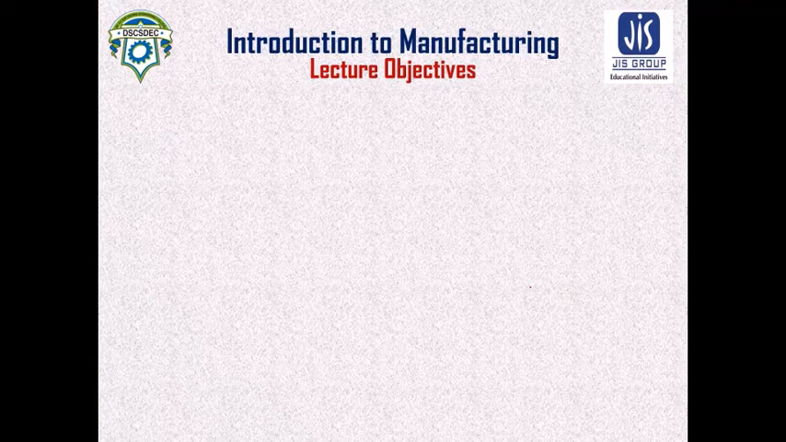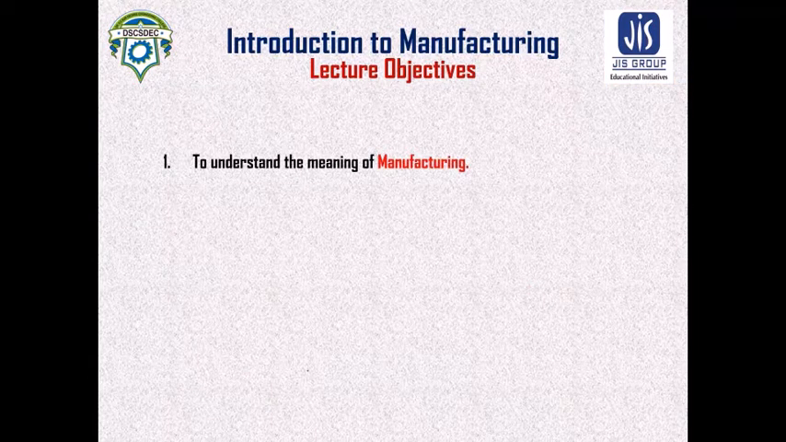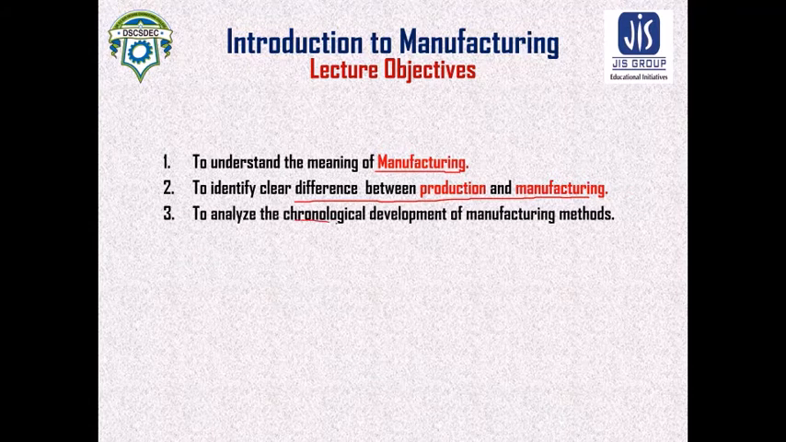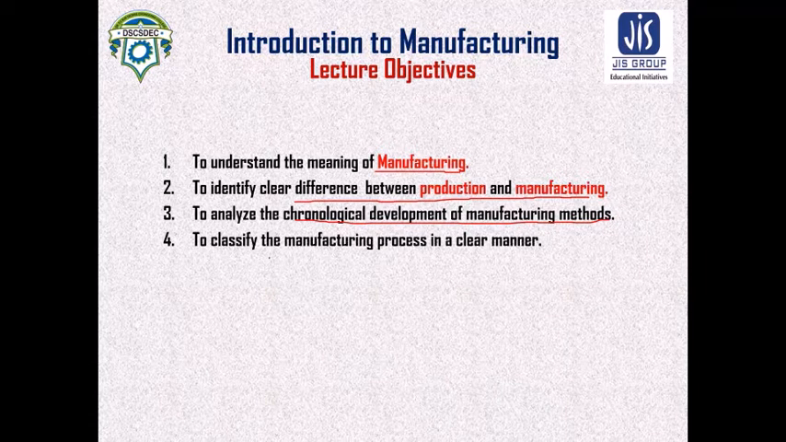The lecture objectives are to understand the meaning of manufacturing. This is the first lecture objective. The next one is to identify the clear difference between the terms production and manufacturing. Next, to analyze the chronological development of manufacturing methods. The fourth one is to classify the manufacturing methods in a clear manner. So we will study this lecture for these four main objectives.